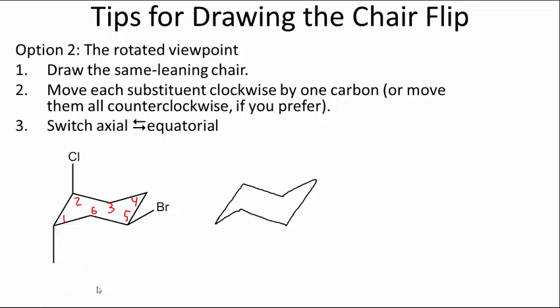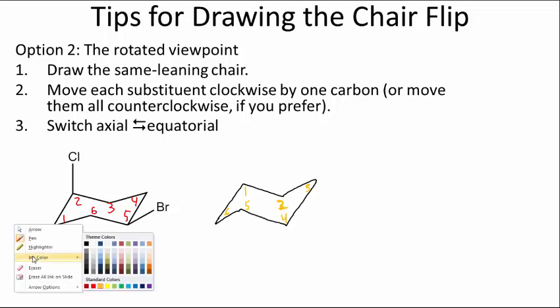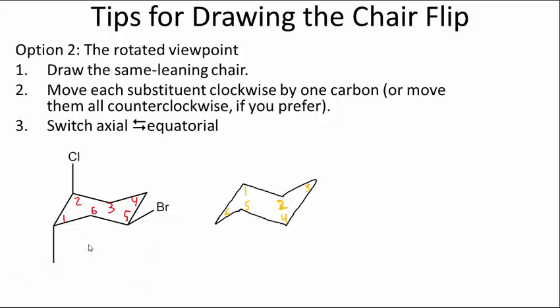And I'm just going to rotate all my numbers. So now I'm going to rotate number 1 up here. Number 2 to here. Oops. 3, 4, 5, and 6. So I rotated everything by one position. The methyl group that's on carbon 1 goes down. That is now going to be equatorial. The chlorine that's on carbon 2 goes up. That is now going to be equatorial. And the bromine that's on carbon 5 is up. That's now going to be axial.